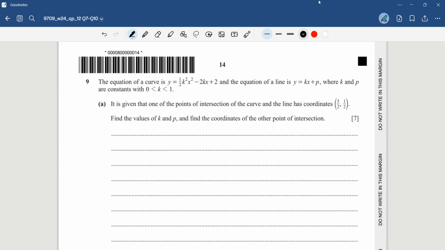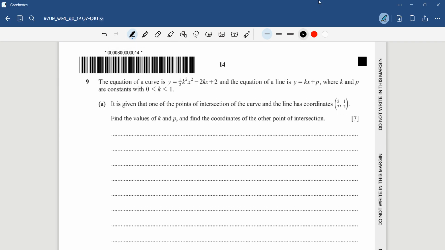The equation of a curve is y equal to 1 over k square x square minus 2kx plus 2, and the equation of a line is y equal to kx plus p, where k and p are constants, where k is between 0 to 1. It is given one of the points of intersection of the curve and the line has coordinate 5 over 2, 1 over 2. Find the k and p and find the coordinate of the other point of intersection.